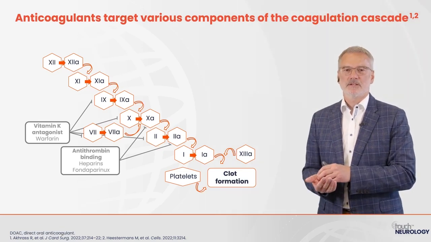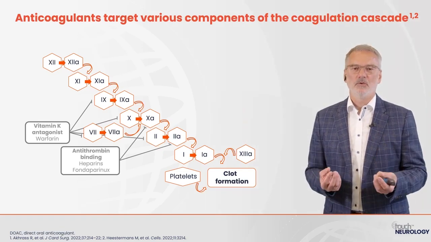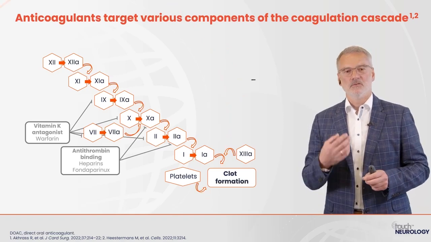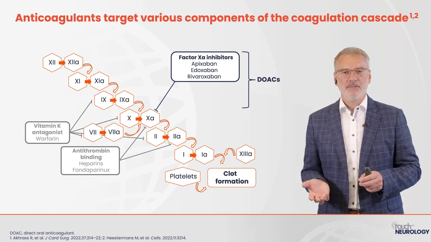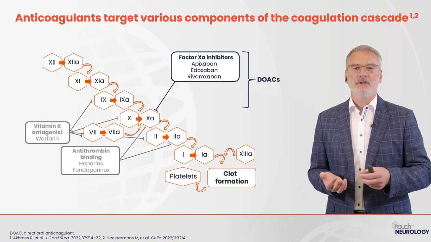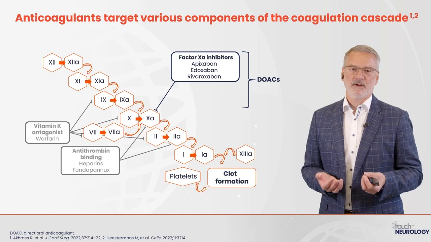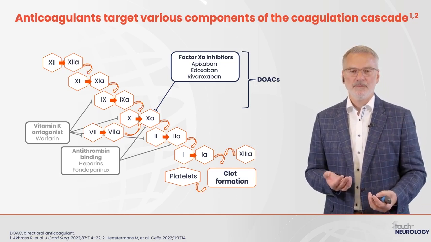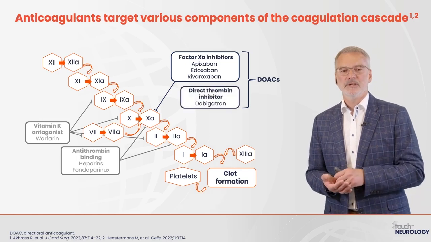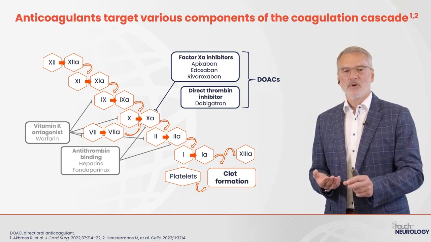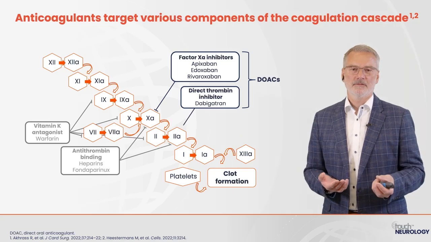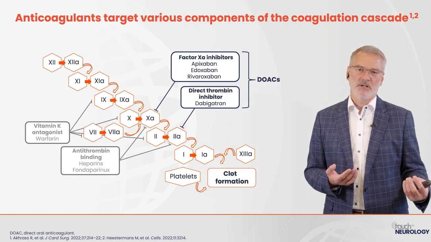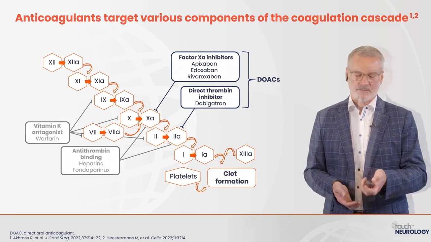In contrast to that, the DOACs, direct oral anticoagulants, target one coagulation factor out of the cascade. So the factor 10A inhibitors apixaban, edoxaban, and rivaroxaban only target activated factor 10, and by that inhibit the synthesis of thrombin. The direct thrombin inhibitor dabigatran directly targets activated factor 2 or thrombin, and by that inhibits the clot formation ability of the coagulation cascade.